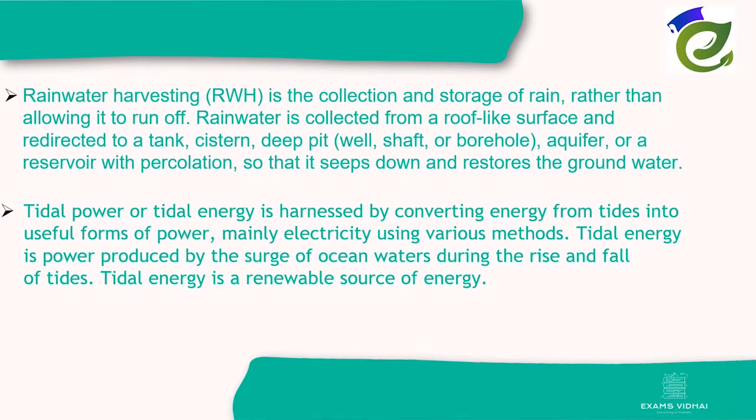Rainwater harvesting. Rainwater harvesting is the collection and storage of rain rather than allowing it to run off. Rainwater is collected from a roof-like surface and redirected to a tank, deep pits, aquifers, or a reservoir with percolation so that it seeps down and restores the groundwater.